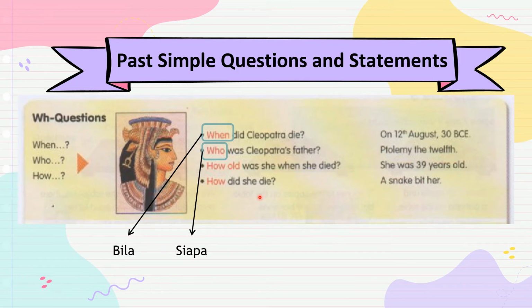Ptolemy the 12th. Okay, next, how old was she when she died? Berapa usia dia ketika dia meninggal dunia? She was 39 years old. Dia berusia 39 tahun. How did she die? Bagaimana dia meninggal dunia? A snake bit her. Seekor ular telah menggigitnya. Okay, so I hope you remember when, who, how old, how, and one more, what.